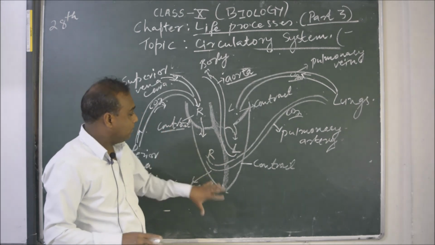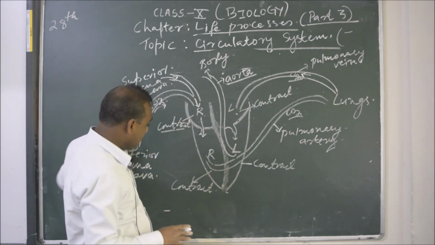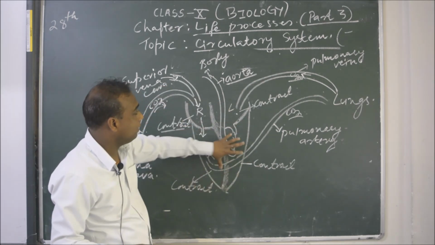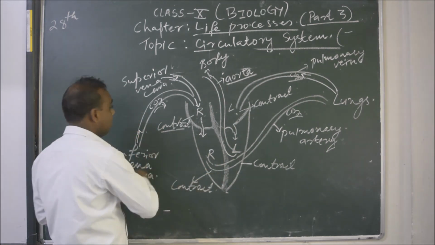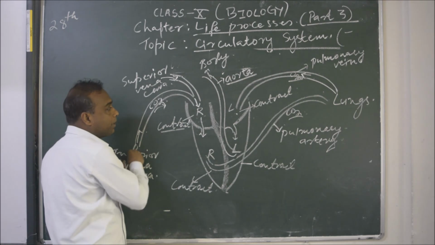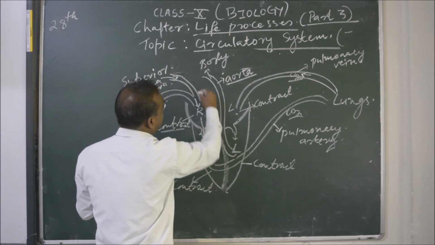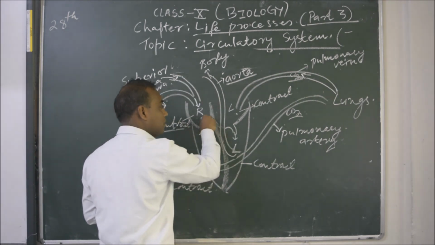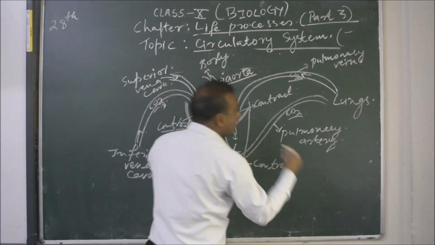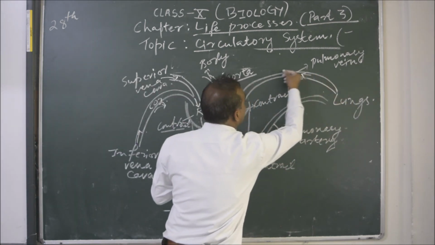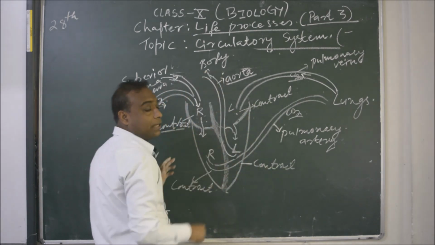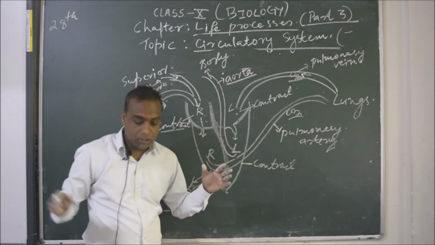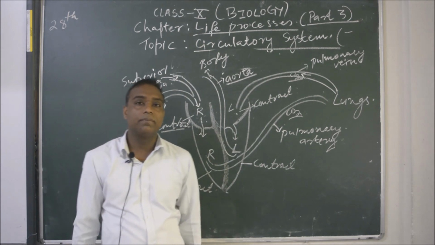Now, you can see the structure. The first main thing you have to understand is how the deoxygenated blood comes from the body towards the heart, and how the oxygenated blood comes from the lungs towards the heart. That is the most important part. So this is how the heart works.